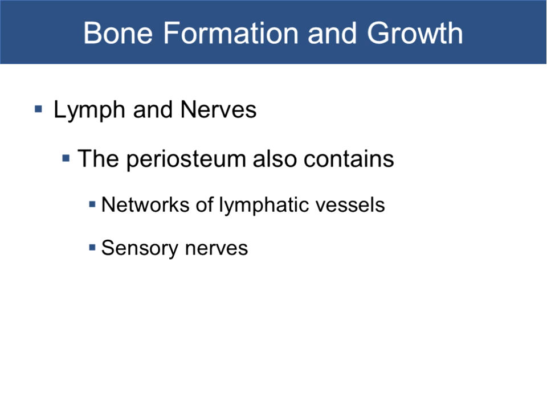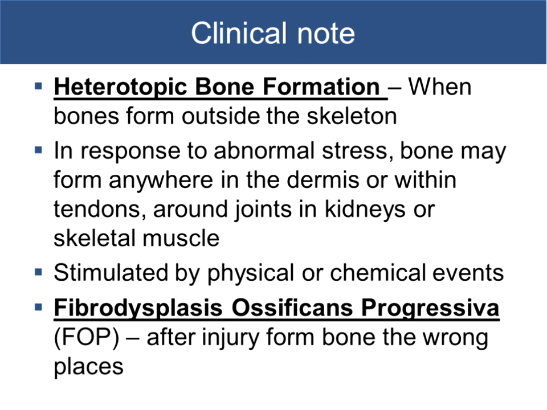There are lymphs and nerves that go into the bone as well, and that periosteum contains the framework through which a network of lymphatic vessels and sensory nerves will also be carried to the bone.